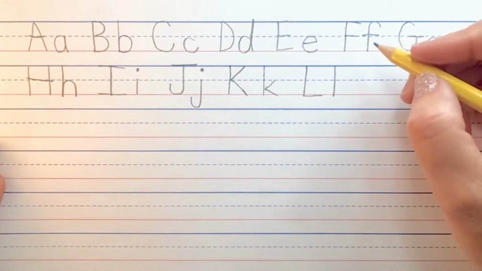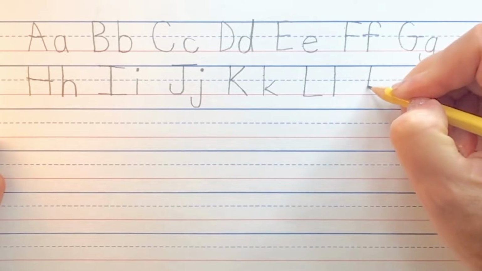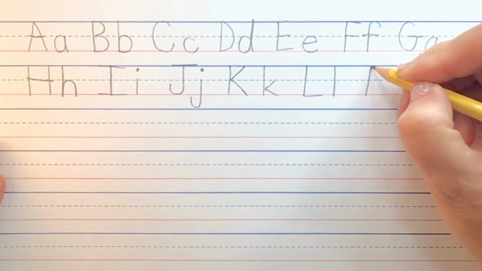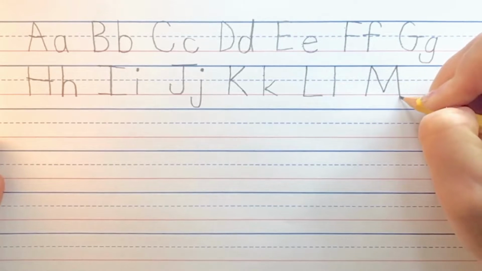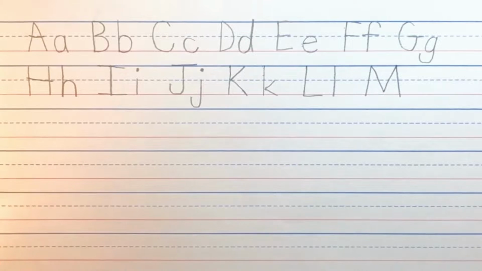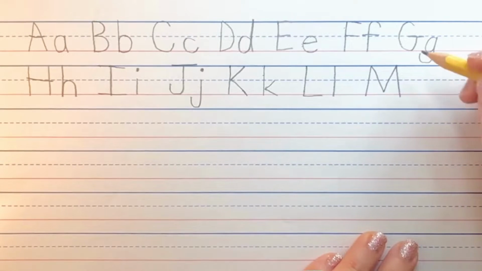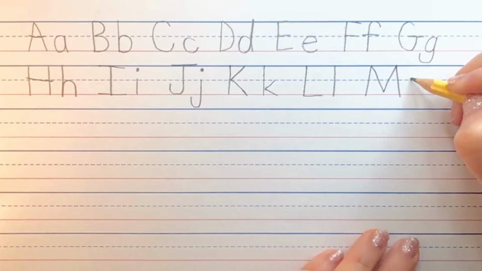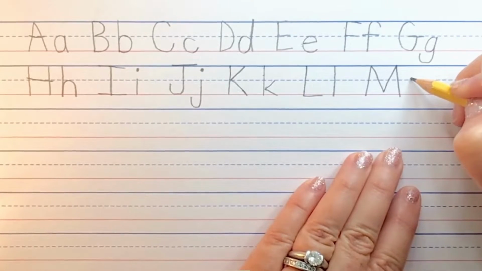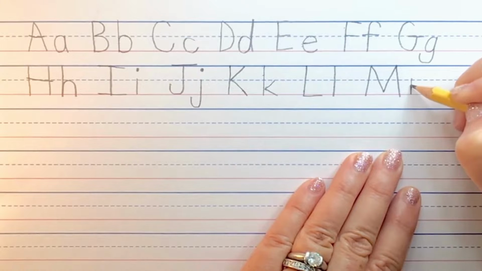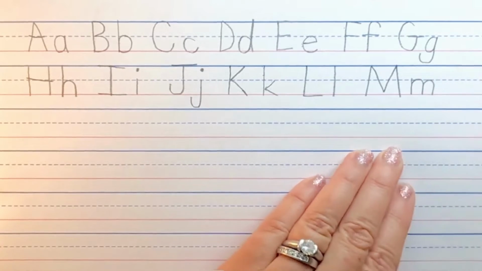M. Start at the top, pull down, jump up, pull down, push up, pull down. Lowercase M looks a little different. Start in the middle with the lowercase M. Pull down, push up, hump.